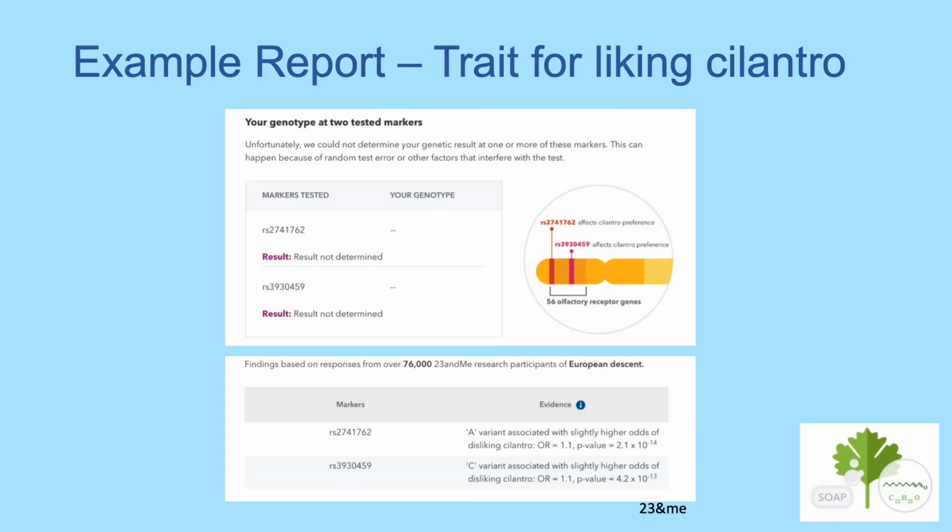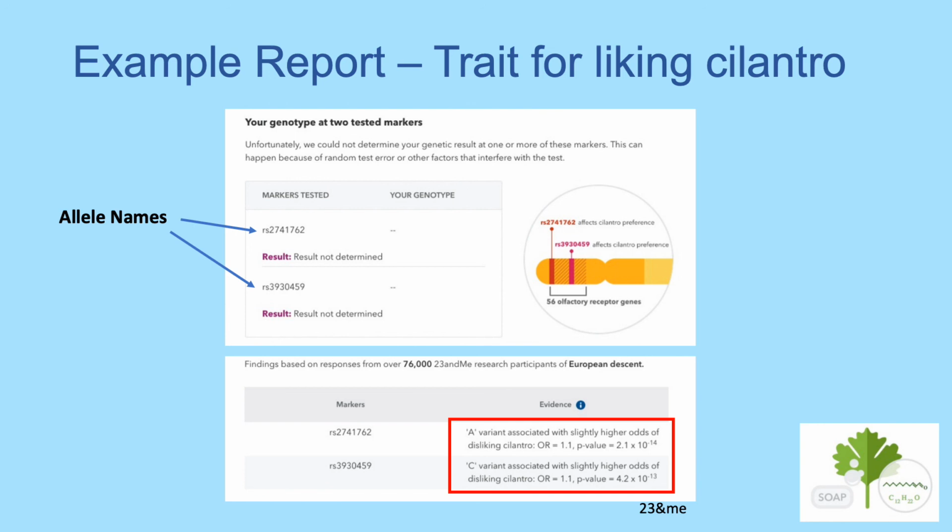Now let's look at an example report from 23andMe on an interesting trait, whether you like or dislike the taste for cilantro. Some people love cilantro, while for others, it tastes like soap. For this trait, the company tested 2 markers on the genome. Remember what we said about SNPs? There are markers with IDs that start with RS number, followed by 7-digit numbers. The first SNP tested is an A variant, and the other SNP is its B variant on another position in the genome. People with these 2 variants have higher probability of disliking cilantro.